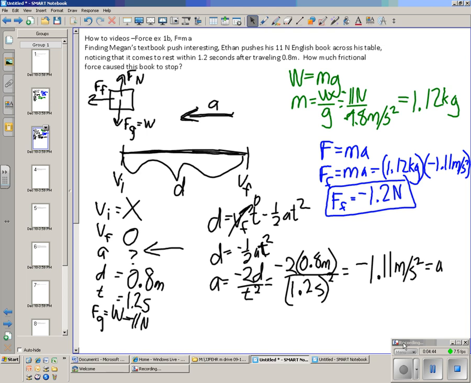So in this one, the difference was we were given the weight instead of the mass of the textbook, and we just had to convert it. But that was easy enough.